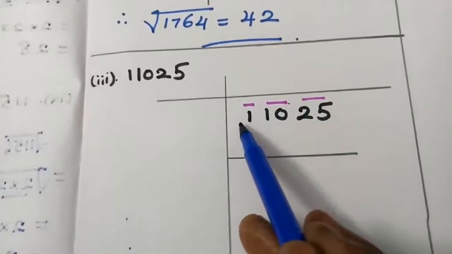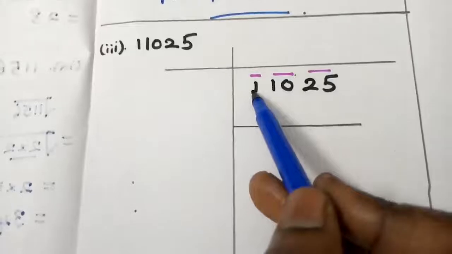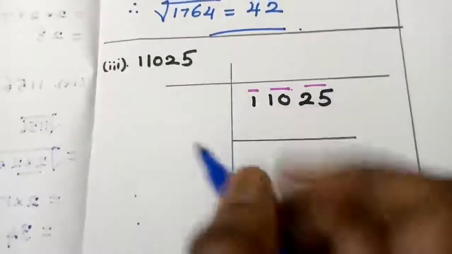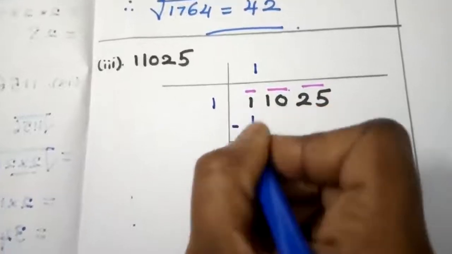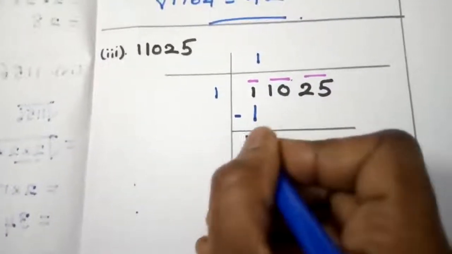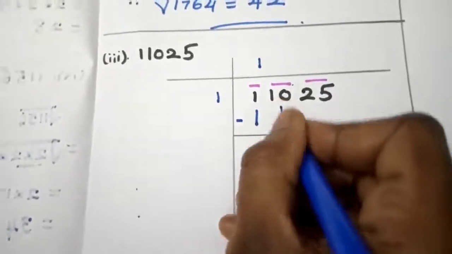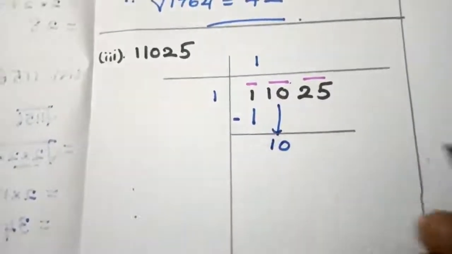What is the first one? The first pair, I do not have it as a pair. The first one I have as 1. So 1 means 1. If you subtract, what is the value? 1 minus 1, 0. I am not going to write the 0 in front. Directly I am going to bring the number 10 down.